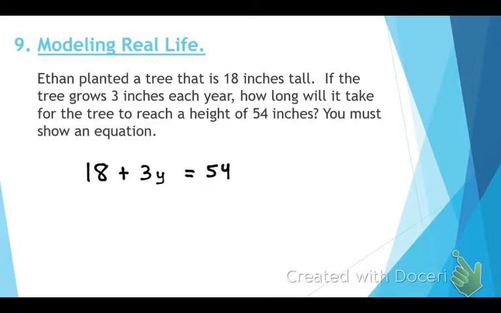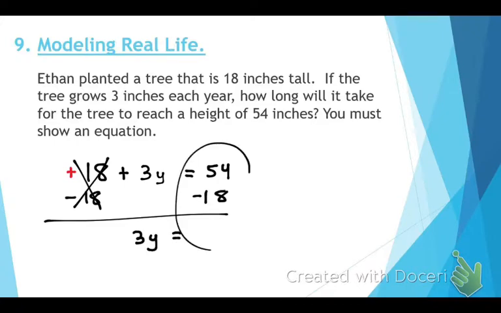What should I get rid of first, class? 18. What is this 18? Add, subtract, multiply, or divide by 18? What is that? Add, okay? So technically there's a plus here. How do I get rid of add by 18? Subtract by 18 on both sides. Okay, negative 18, positive 18, that cancels out, and I'm left with 3y equals, class, what's 54 minus 18?